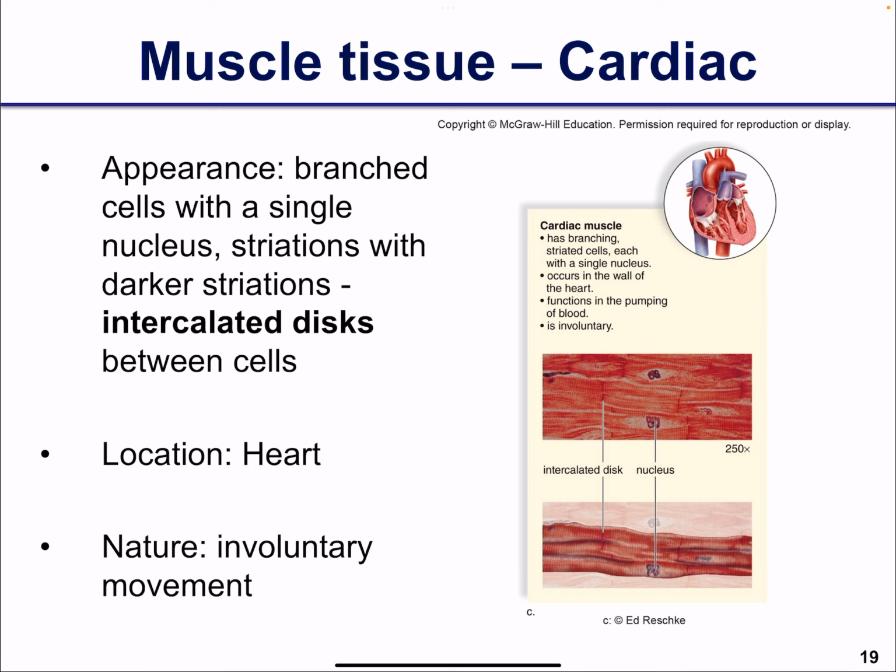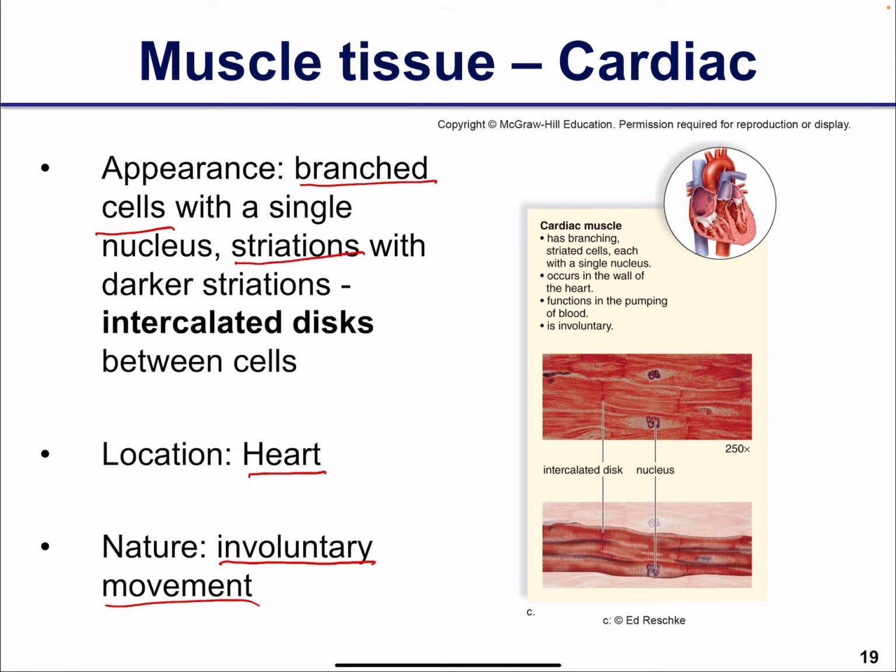Finally, the cardiac muscle. The cardiac muscle is going to be present in the heart. You don't control the contraction of your heart. So this cardiac muscle is going to provide involuntary movement. But what else is characteristic of that cardiac muscle? The cells are going to have one nucleus. These cells, however, are going to be branched cells. We are going to see some striations.